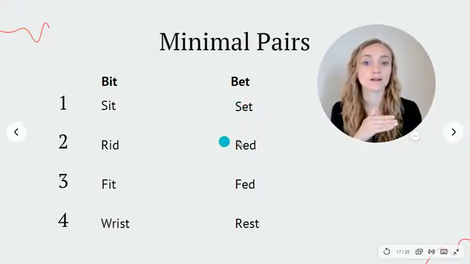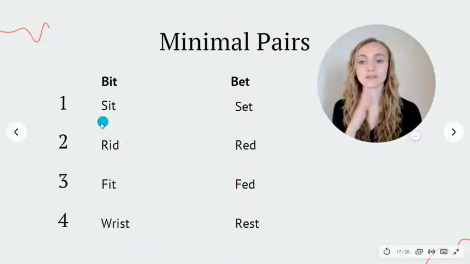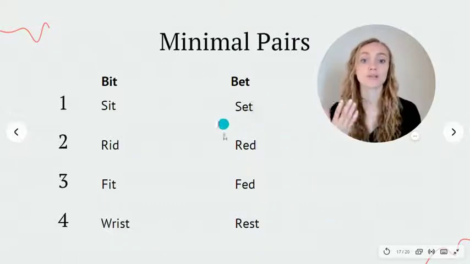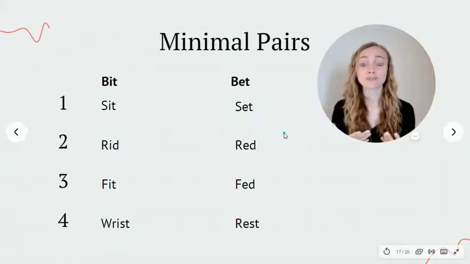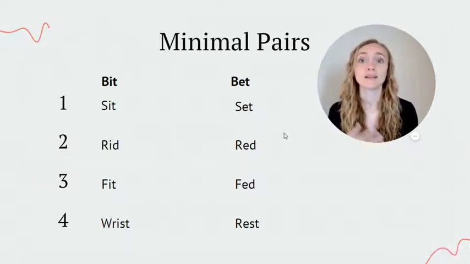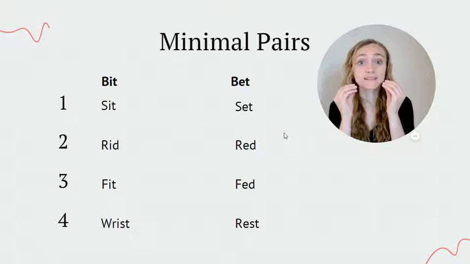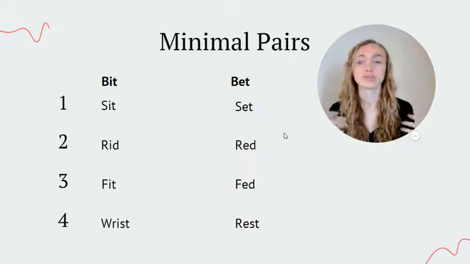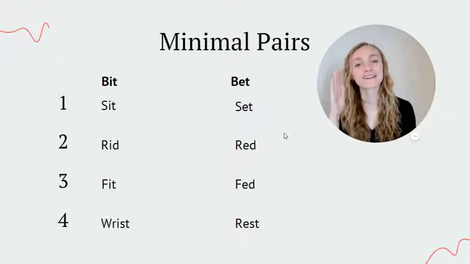Again, we're just dropping our jaw a little bit more for the bet vowel pairs. So sit, set, rid, red, fit, fed, wrist, rest. So drop and relax your jaw here. It might not feel super natural for you to relax your jaw because in Arabic, the vowels are a little bit more tense. So we're used to, for those vowel sounds, having a tenser mouth, but we just want to relax. Buzz out your lips. Really find relaxation here. Set, red, fed, rest. Okay? Great job with those minimal pairs in our I versus eh.